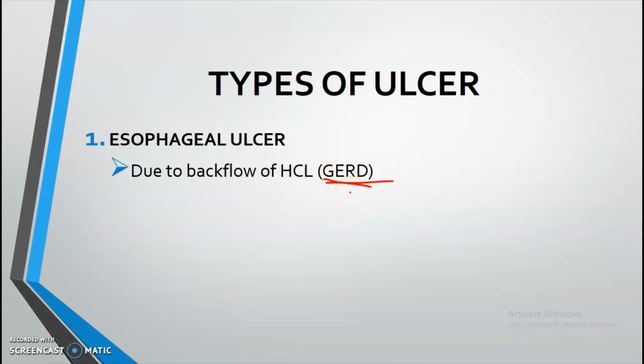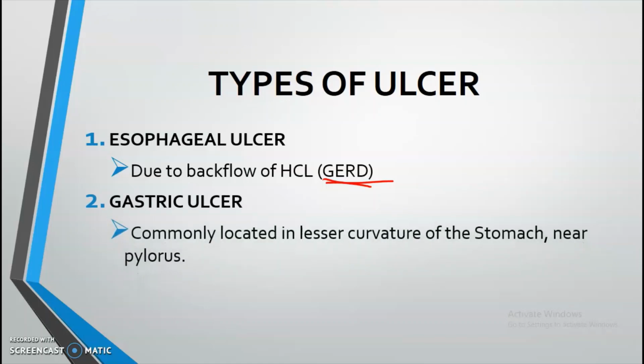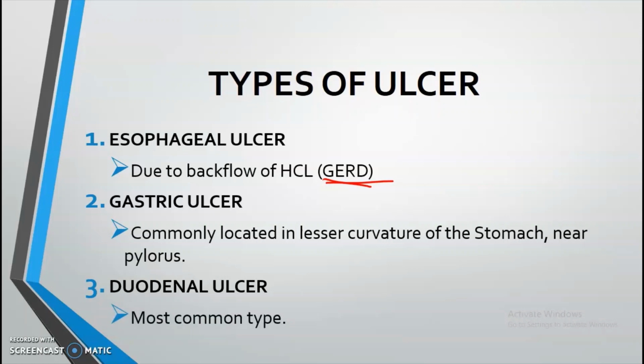Okay, aside from that, if the ulcer is located in your gastric area or stomach, we will call it gastric ulcer. And gastric ulcer is commonly located in the lesser curvature of the stomach near the pylorus. Okay, and the third one is under your duodenum. We will call it the duodenal ulcer, and again, duodenum is the first portion of the small intestine after the stomach. Okay, so and according to our book, this is actually the most common type.